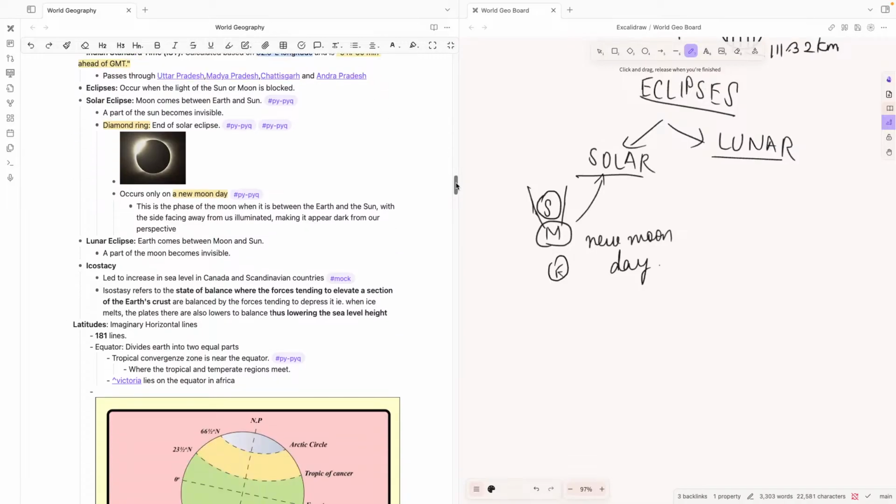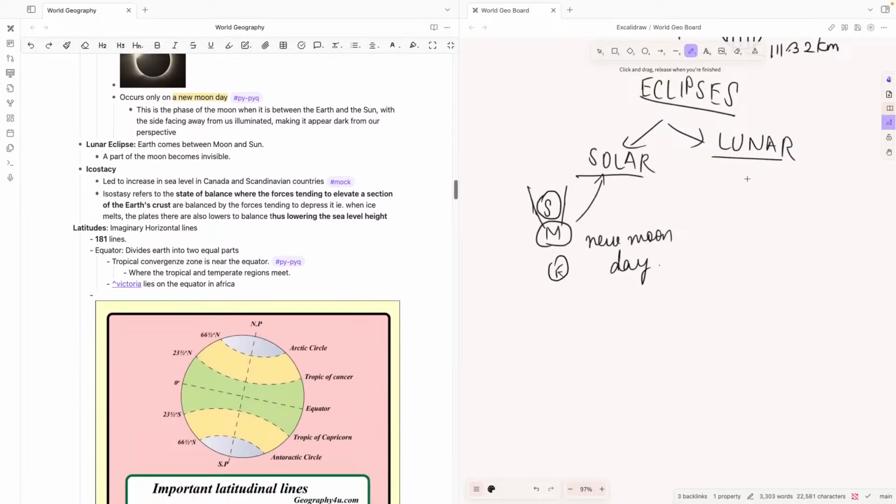Then in the lunar eclipse, the earth comes between the moon and the sun. So there is the sun and there is the moon, and the earth is in between the moon and the sun. The earth's shadow falls on the moon, which means a part of the moon is also hidden. So this leads to the lunar eclipse.